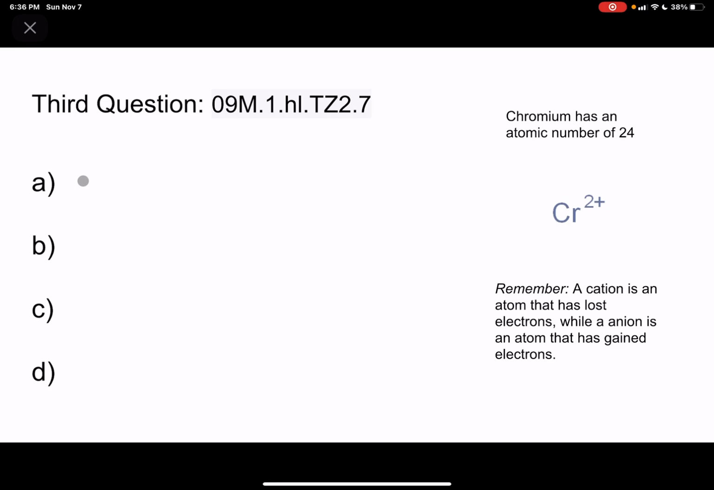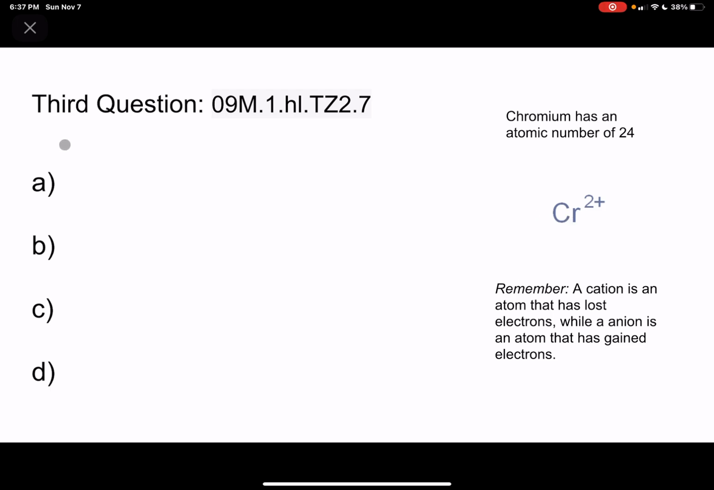And then the third question says, what is the electronic configuration for Cr with a positive charge of 2? So Cr is chromium, it has an atomic number of 24, meaning it has 24 protons, and here it says it has a positive charge of 2, which means it's a cation. A cation is an atom that has lost electrons, and in this case it has lost 2 electrons, and to keep in mind, an anion is an atom that has gained electrons represented by a negative charge. However, in this case it's positive, so it's a cation, it has lost 2 electrons.